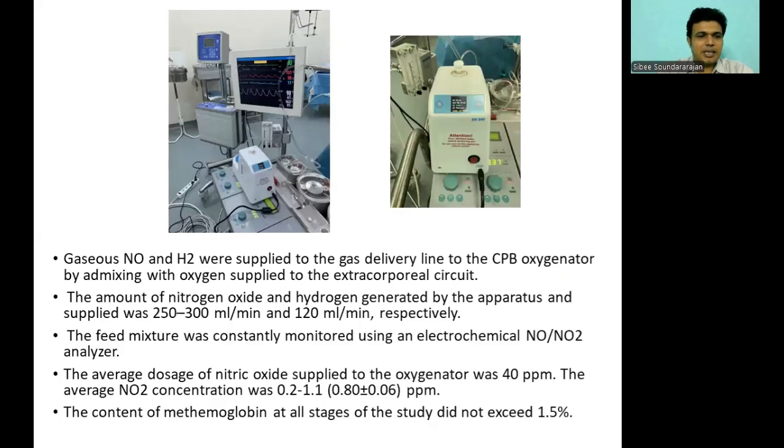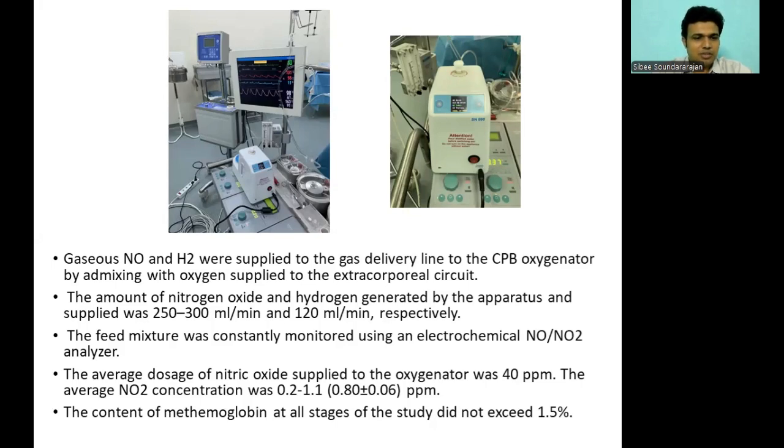At the moment, a technique for the joint use of the medical gases hydrogen and nitric oxide has already been introduced into the practice of cardiac surgery. The hydrogen-ozone boson was used as a source of hydrogen, and a standard therapy apparatus was used as a source of nitric oxide. Gaseous nitric oxide and hydrogen were supplied to the gas delivery line to the CPB oxygenator, by blending with the oxygen supplied to the extracorporeal circuit.